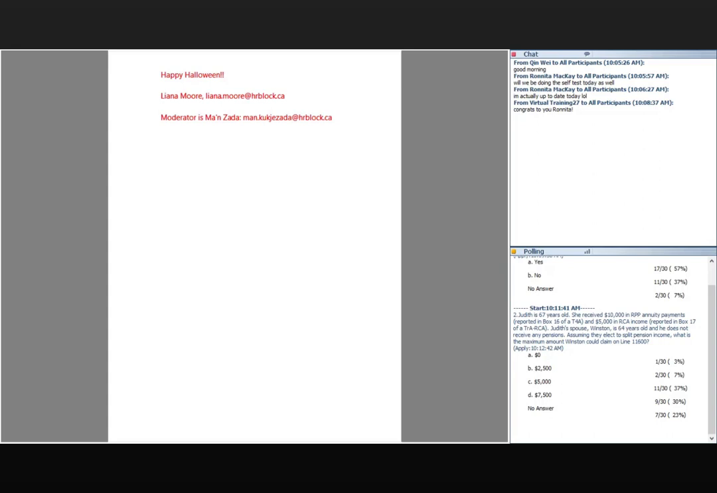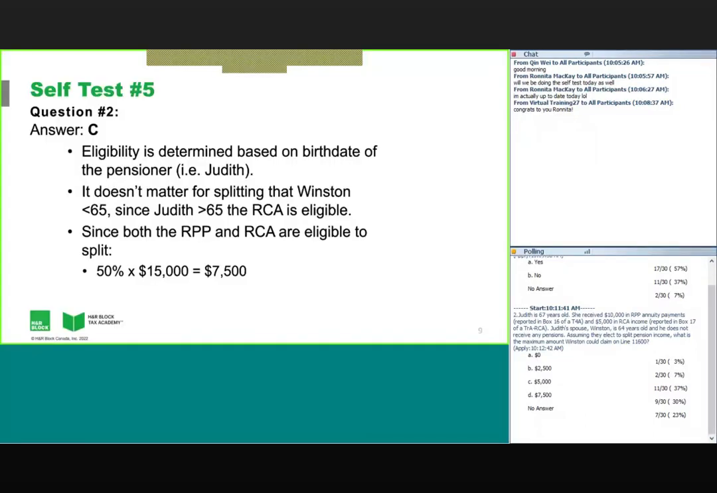So the majority of you selected either 5,000 or 7,500. So let us go share the monitor again. So the answer is C, 7,500. Eligibility is determined on the birth date of the pensioner, Judith. She's over 65. It doesn't matter for splitting that Winston is under 65 since Judith is over 65. The RCA is eligible. Since both the RPP and RCA are eligible to pension split, the amount that can be split is $15,000 and the maximum is 50%. So the answer is 7,500.